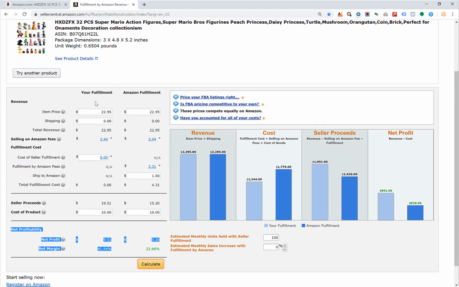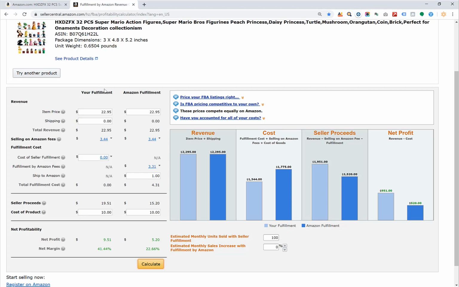You can do the same thing on the merchant fulfilled side. You just have to know a couple other things. What is my cost of fulfillment? You don't really know that because it's going to be different depending on where you have to ship the item. This is the only fee that's going to be constant. And then obviously your product cost would be similar whether you're selling it or fulfilling the item yourself or through Amazon.